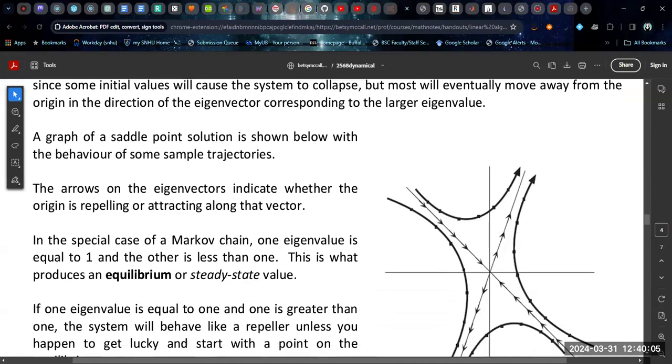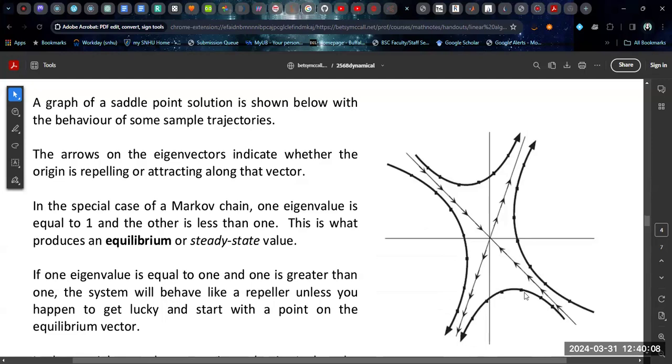Now, if you have a saddle point, then trajectories will tend to behave something like this, where they will appear to approach the origin, but if they're not exactly along the trajectory that leads directly to the origin, then the larger eigenvalue component will take over as the smaller one shrinks, and then you will eventually be dragged away from the origin along the trajectory or near the trajectory of the larger eigenvalue.